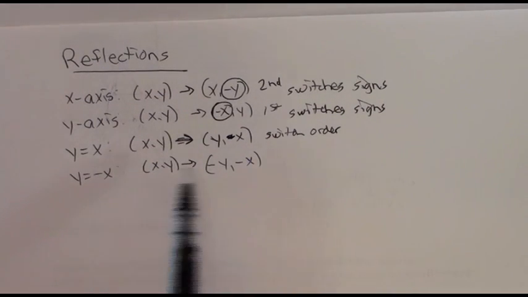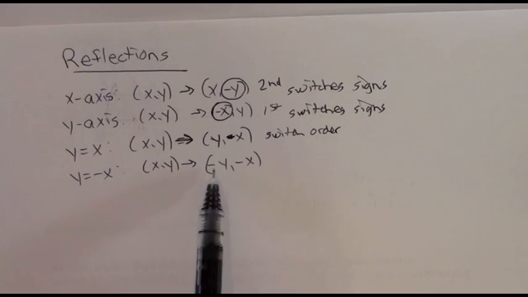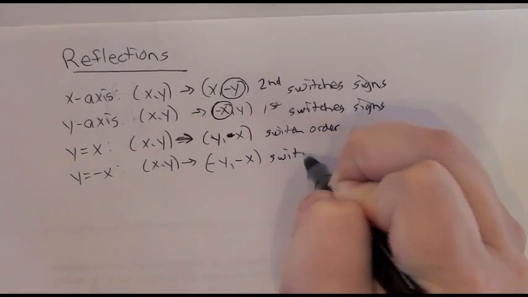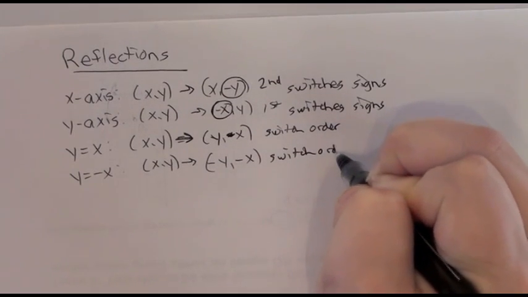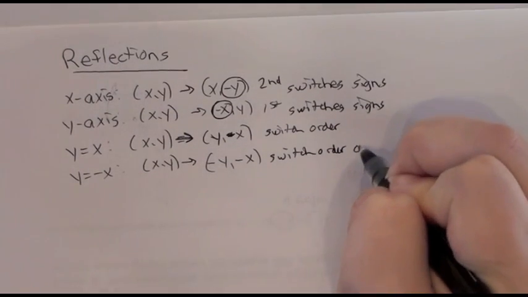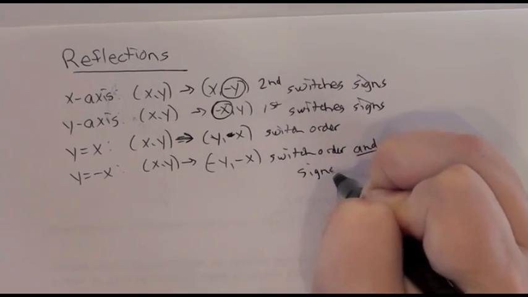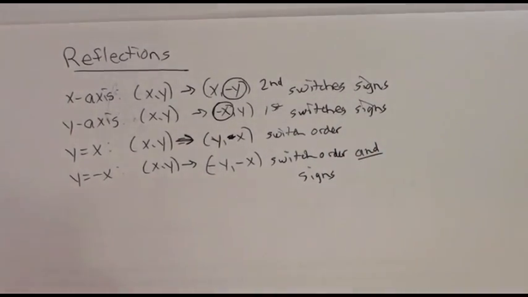And y equals -x takes the point (x, y) to the point (-y, -x). So here they switch order. The first becomes the second and the second becomes the first, and signs. If they were positive, they turn into negatives.